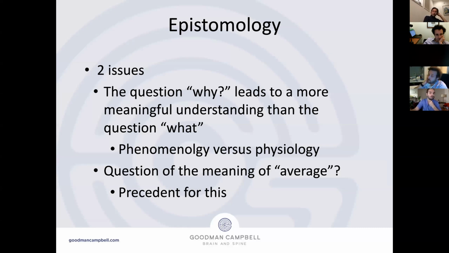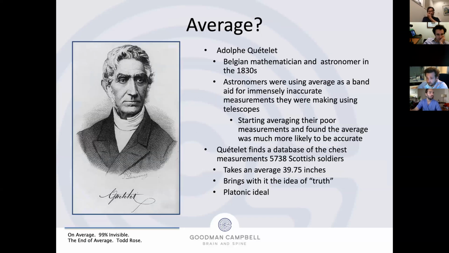And then I think we also have to question the meaning of average. I think there is a precedent for this, which I'm going to get into very quickly. I think it's interesting, and it really informs a deeper understanding of this specialty. So this is Adolphe Quetelet, a Belgian mathematician and astronomer from the 1830s, and he's the one who really brought the concept of average into biomedical science.